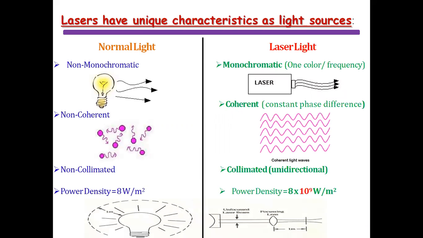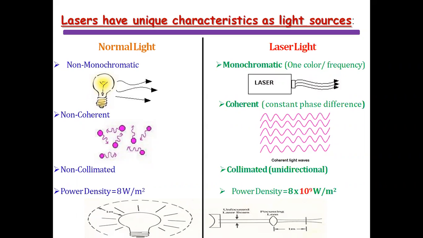Before going into the details, I just want to sum up the main difference between laser light and normal light. This question will not be there in the examination. This is for your self-learning. Laser light is monochromatic, that is, it emits only one wavelength or one frequency. It contains only one color. Whereas normal light is non-monochromatic.